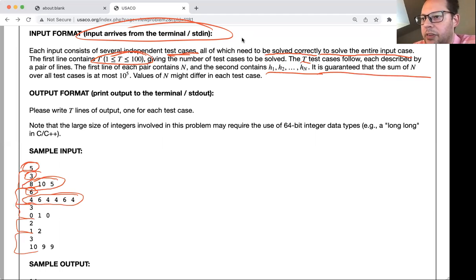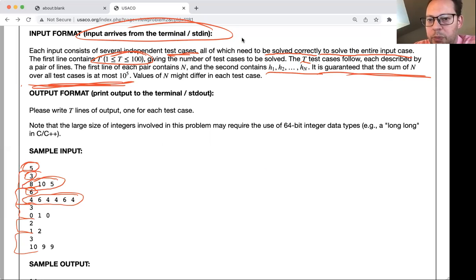It is guaranteed that the sum of N over all test cases is at most 10 to the 5th. We don't have to think about that too much, but that's a runtime complexity thing. It's just letting you know that they're not all going to be 10 to the 5th. Even if we had 100 test cases and each had 10 to the 5th cows, we would still be pretty close to being able to pass within time complexity, but it'd be getting a little close to running up to the edge. But they're telling us that the total number of N is only going to be 10 to the 5th, so we don't have to worry about that.